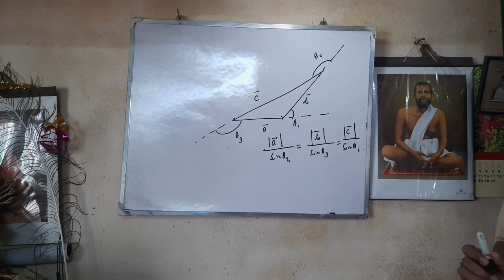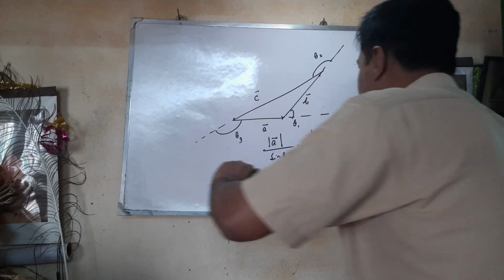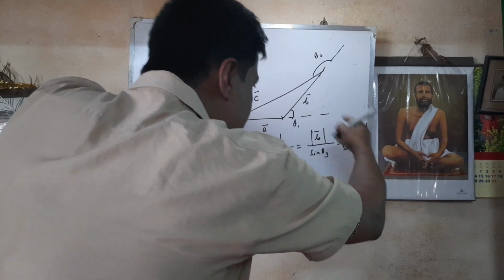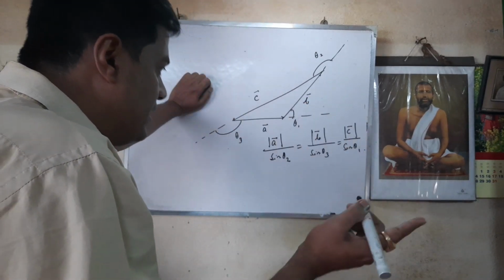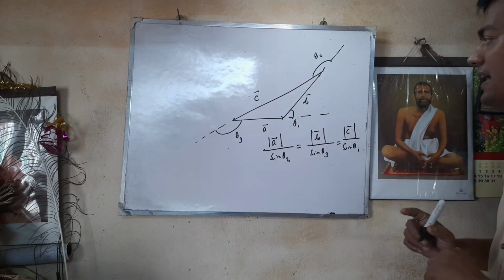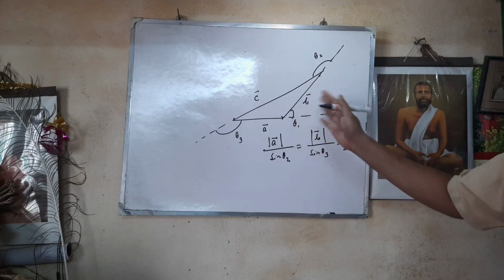Okay. Now, using this relation, the ratio between any two sides of the triangle can be simply computed in terms of the sine of the respective angles.